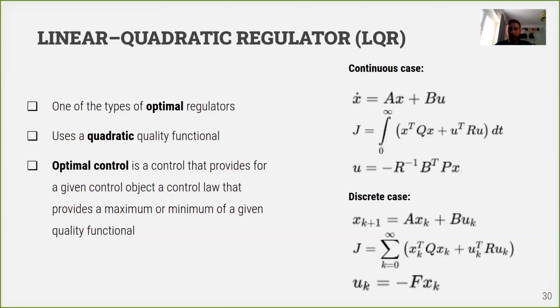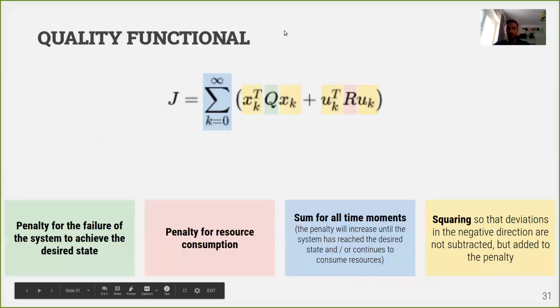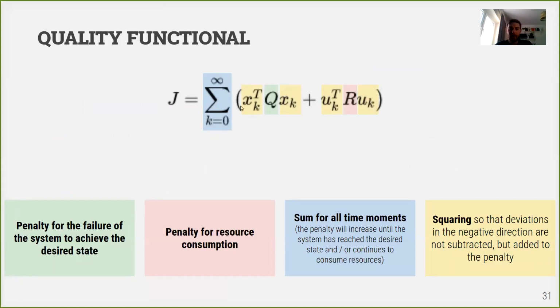So you can just read it in a book. If you have a system and you have such a quality functional, you can just find how to control the system to minimize this quality metric. And this is really cool because this guarantees us that we are not too far from the desired state because we are penalized for it, and we are not using too many resources. Any resources we could think of, we can put in this matrix.